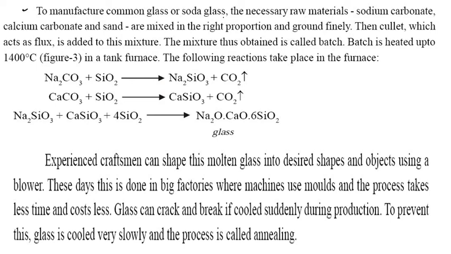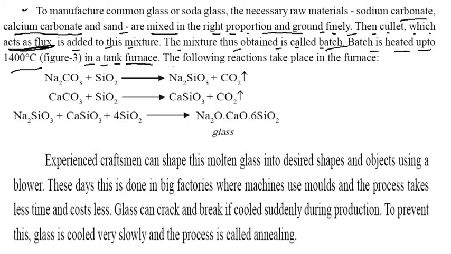Now the manufacture is given here. For common glass, soda glass, the necessary raw materials are sodium carbonate, calcium carbonate, and sand, mixed in the right proportion and ground finely. Cullets, which act as a flux, are added to this mixture. Always remember, cullets are used as a flux. The mixture thus obtained is called batch. Batch is heated up to 1400 degrees C.